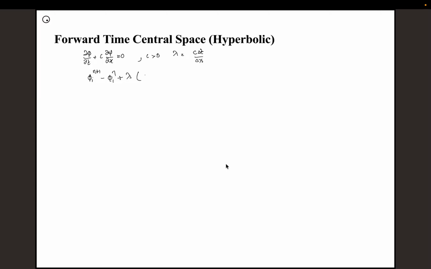We need central space, so this will be (phi i+1 n minus phi i-1 n) by 2 delta x. So delta x is absorbed into lambda, so lambda by 2 times this. Same as before, this is n plus 1, this is the ith one, so I have g times 1 minus this is going to be 1 times 1 plus lambda by 2. It is the nth time step, so it will be 1 times, for i plus 1, e power i beta, minus the nth time step, for i minus 1, is going to give me e power minus i beta.